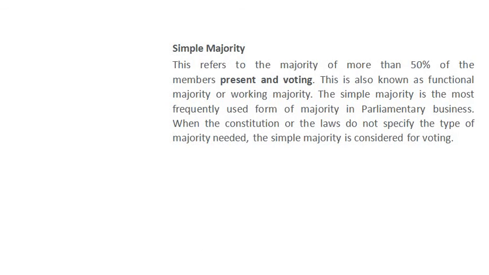Simple majority is the simplest type, I can say, and this type of majority is used at various points. It refers to the majority of more than 50% of the members present and voting. This is also known as functional majority or working majority. The simple majority is the most frequently used form of majority in parliamentary business. When the constitution or the laws do not specify the type of majority needed, the simple majority is considered for voting. That means whenever there is confusion about which type of majority should be used, the simple majority prevails.